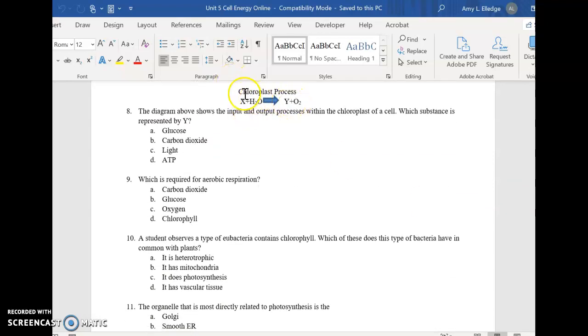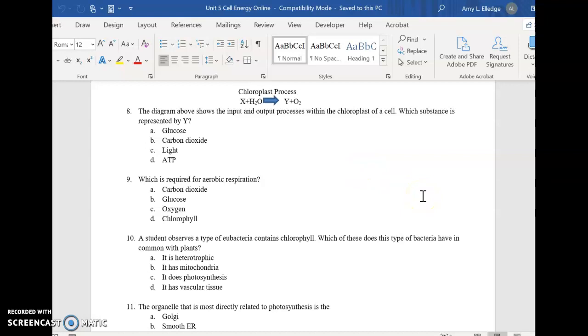Here's another chloroplast process, it says. So obviously, if it's the chloroplast, you're talking about plants, right? So the diagram above shows the input and output process within the chloroplast of a cell. Which substance is represented by Y? So if this is plants, plants make 2 things, oxygen gas and what else? And hopefully you picked glucose, okay? They don't make carbon dioxide. We do when we do cellular respiration. They don't make light. They're not glowing plants. And they're not directly making their ATP. That's made by cellular respiration too.